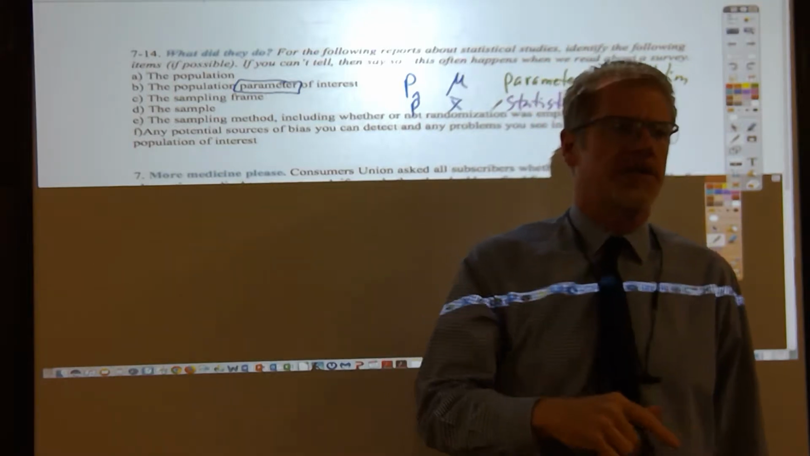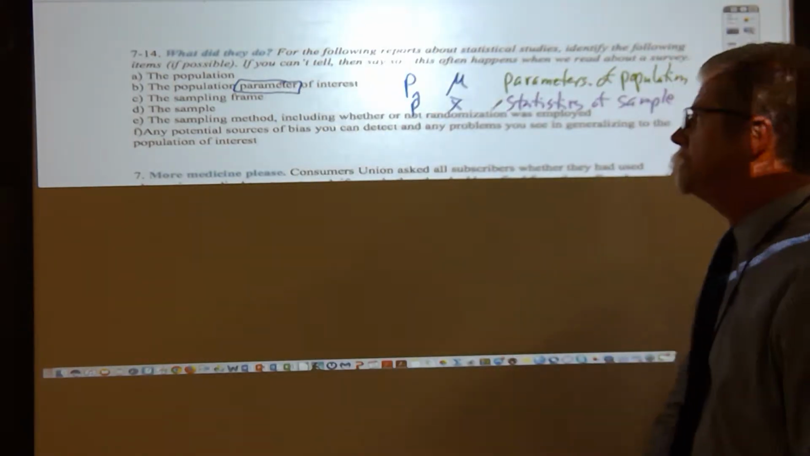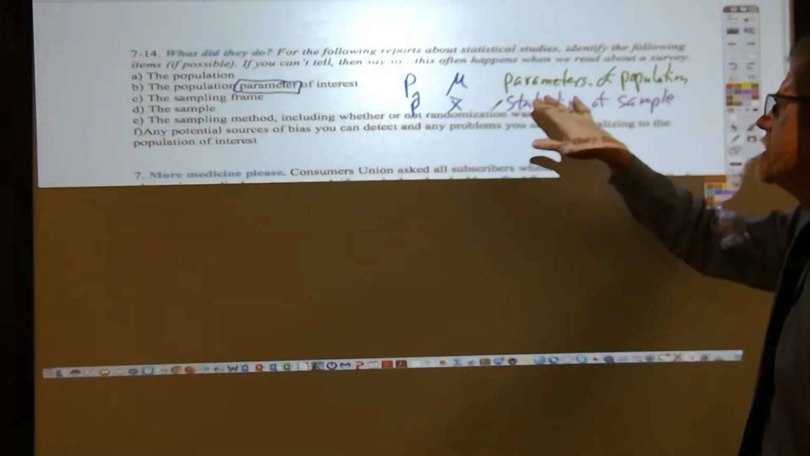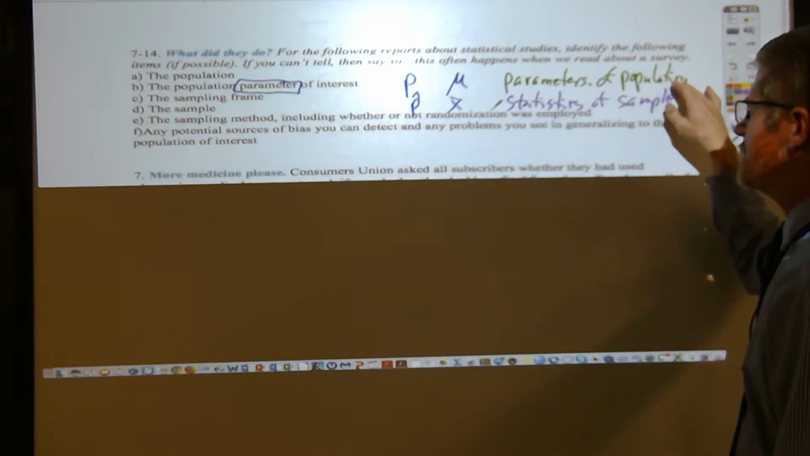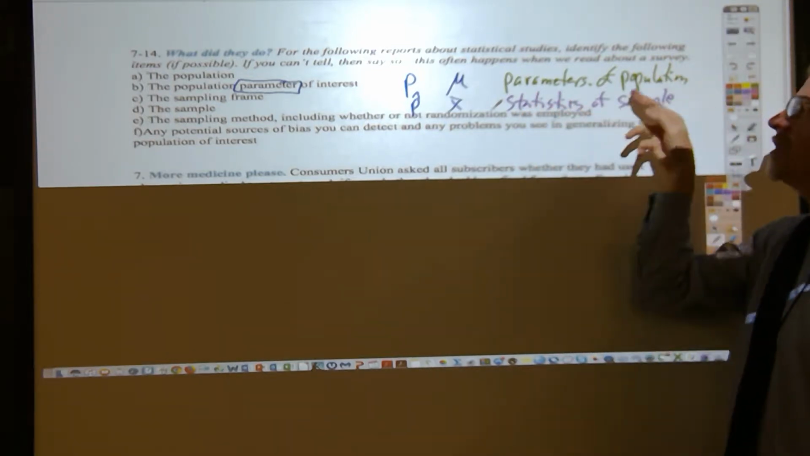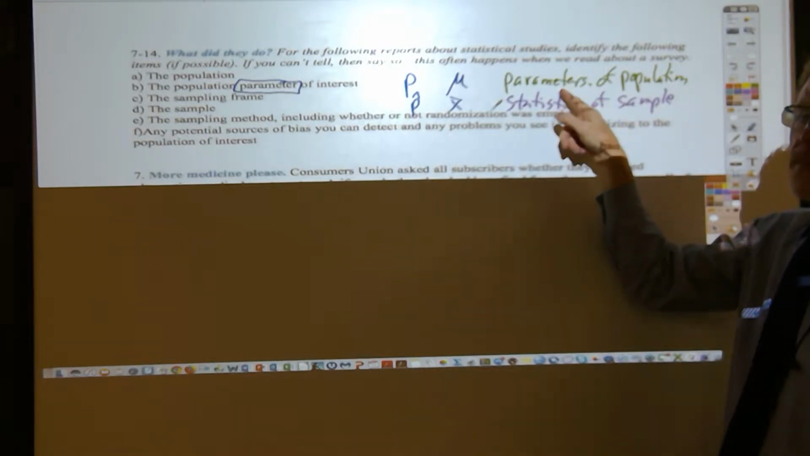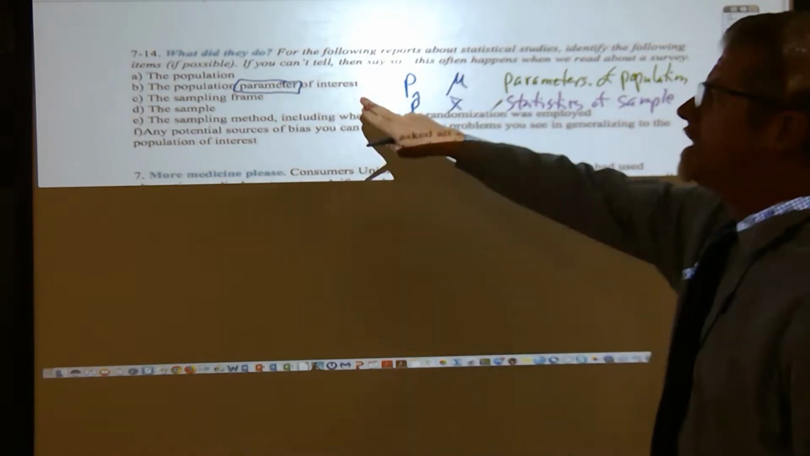Parameters describe the population. When I say go, I'd like all of you to say out loud and in unison, statistics come from the sample. Parameters describe the population. Ready? Go. Statistics come from the sample. Parameters describe the population.